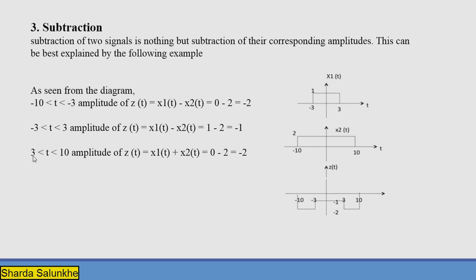Similarly, for the next time period, that is 3 to 10, z of t becomes x1 of t minus x2 of t, which is equal to 0 minus 2. So this is x1 of t having the 0 amplitude and x2 of t having the 2 amplitude. So 0 minus 2 becomes minus 2. So you will get minus 2 for this period. In this way you can subtract the amplitudes of the first sequence from the second sequence.